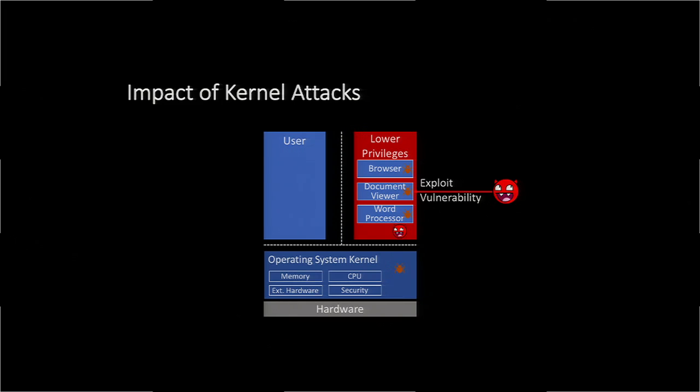Unfortunately, though, the operating system kernel is also fairly large and fairly complex, and therefore also prone to software vulnerabilities. An attacker can use the previously compromised process with lower privileges as a pivot point to then attack the operating system, for example, with a code reuse attack like return-oriented programming, to then compromise all of the system.